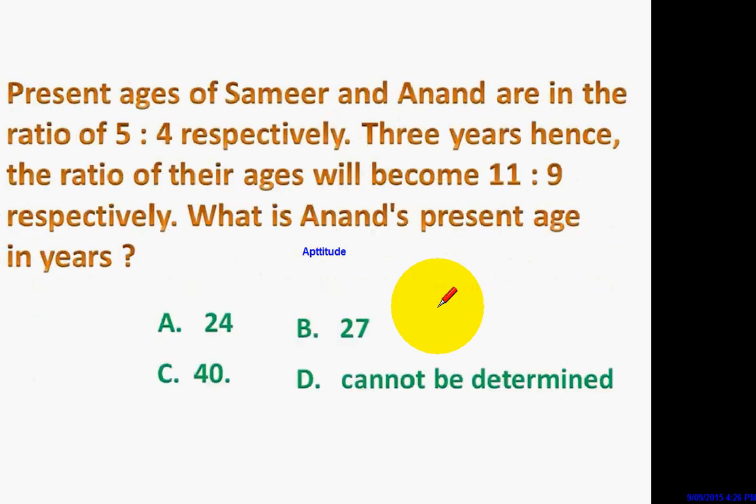I think so. Okay, now the second problem is: present ages of Samir and Anand are in the ratio of 5:4 respectively.